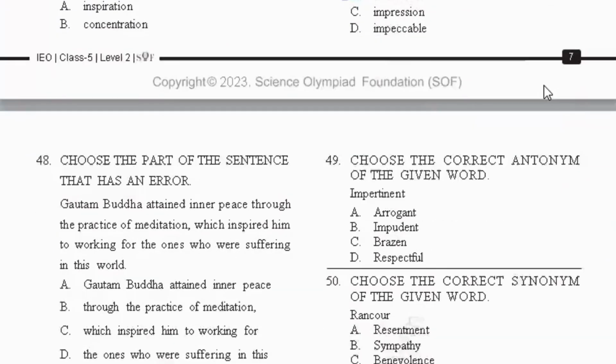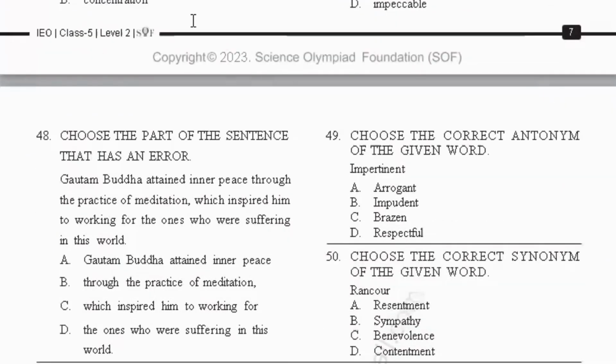Then you have to choose the part of the sentence that has an error. So the sentence is: Gautam Buddha attained inner peace through the peace of meditation, which inspired him to working for the ones who were suffering in this world. So it should be which inspired him for working, not to working. So we have an error in this part of the sentence, and we find this part in option C. So it's our correct answer.